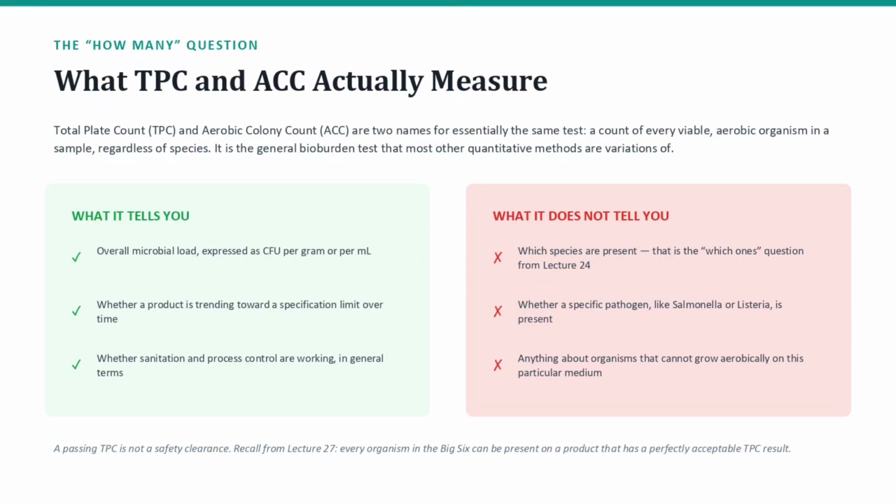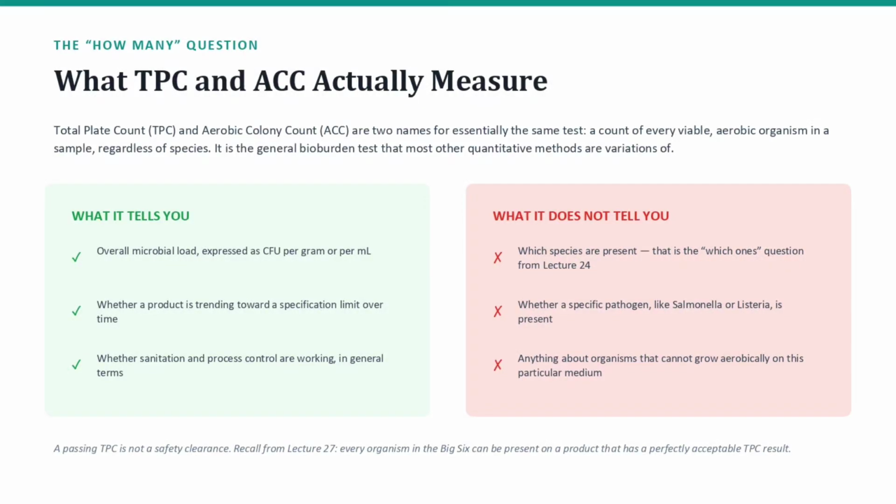Let's start with what TPC and ACC actually measure, because the names themselves are a little bit interchangeable in practice. Total plate count and aerobic colony count are really two names for essentially the same test: a count of every viable, aerobic organism in a sample, regardless of species. It is the general bioburden test that most other quantitative methods in this level are variations of. Here is what it tells you. Overall microbial load, expressed as CFU per gram or per milliliter.